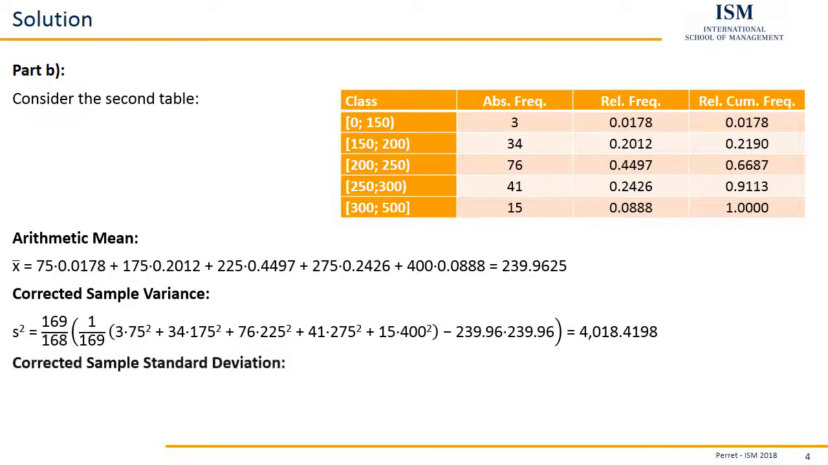Only one step to go, and that's to get to the corrected standard deviation. However, this is relatively easily done. We just take the sample variance, take the square root, and have our result. So here the square root of the variance gets us a value of 63.391, which then is our sample standard deviation. And well, this then concludes part B, and therefore the whole exercise.